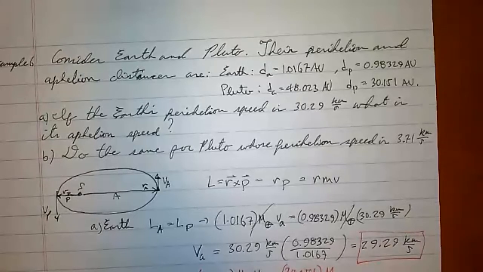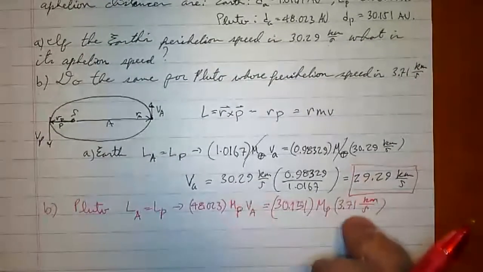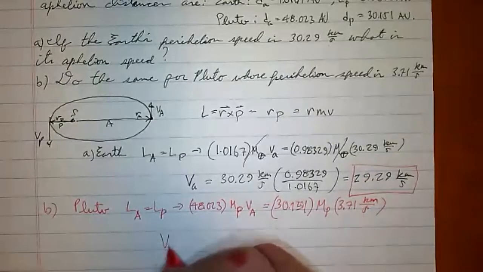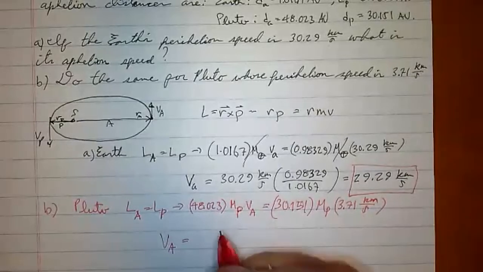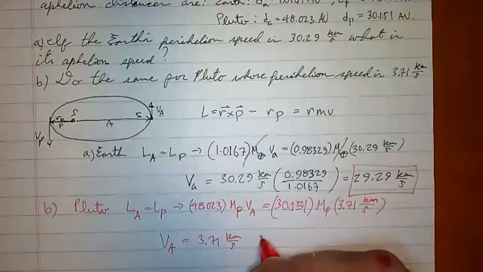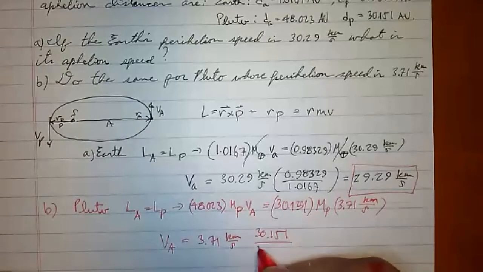Now I do happen to know the perihelion velocity of Pluto is 3.71. Notice how much slower it is too. Kilometers per second. When the orbit's really, really big like this, you don't have to be that fast to keep gravity at bay. So in this case, the velocity at aphelion is actually equal to 3.71 kilometers per second times 30.151 over 48.023.